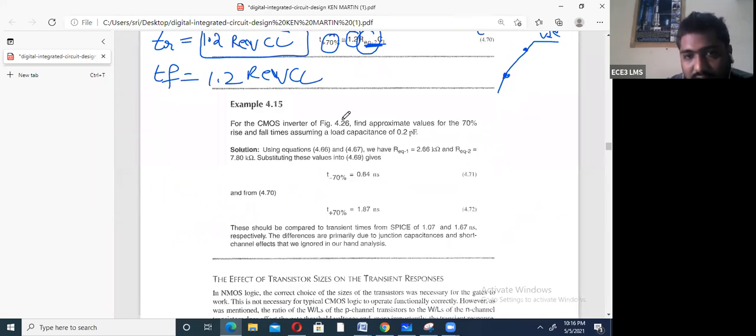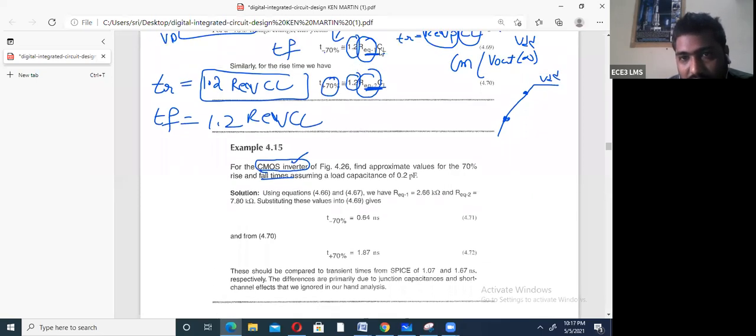Based on the given problem, you can find out, suppose for a CMOS inverter, the approximate CMOS inverter they asked. First you have to check whether they are asking for a CMOS inverter or a pseudo NMOS inverter. After checking this, you have to check whether they are asking for rise time or fall time. For the CMOS inverter, the rise time formula is 1.2 R equivalent into CL, and the fall time is 1.2 R equivalent into CL.